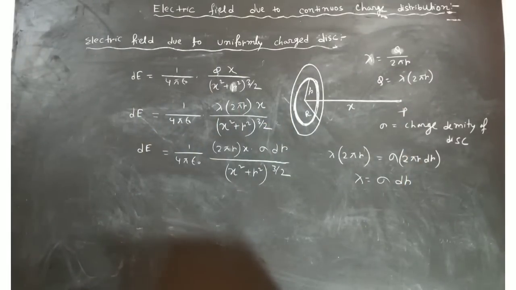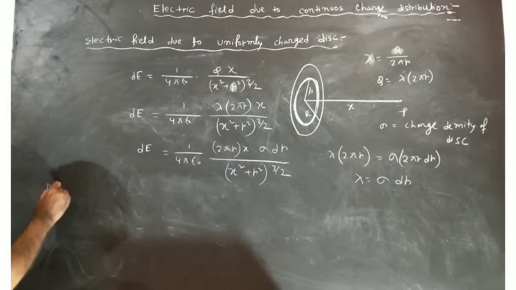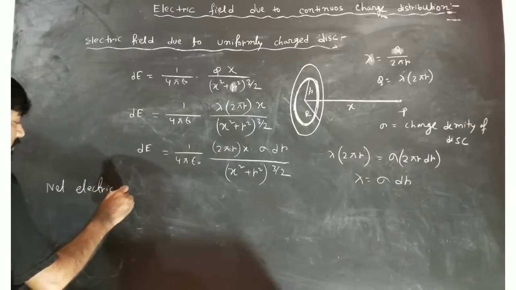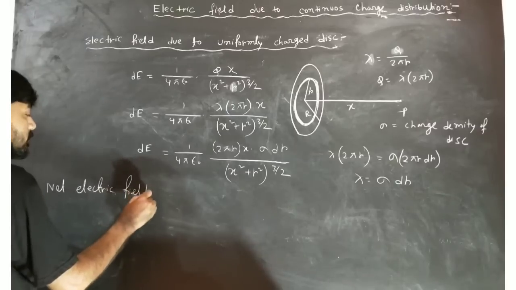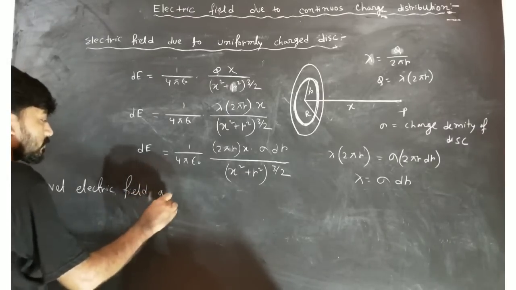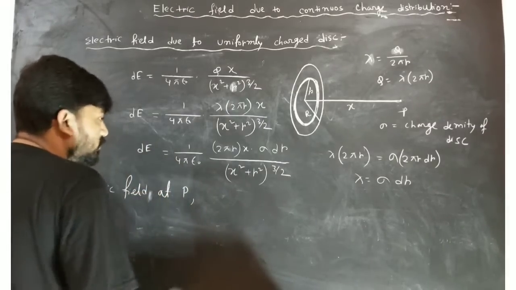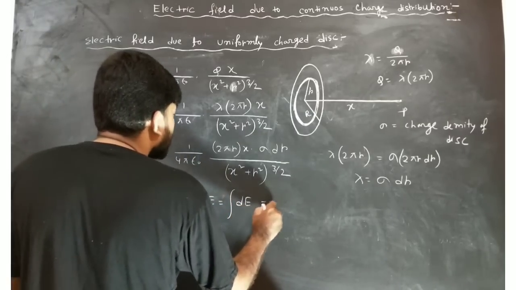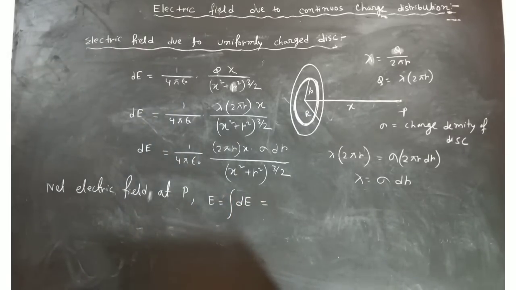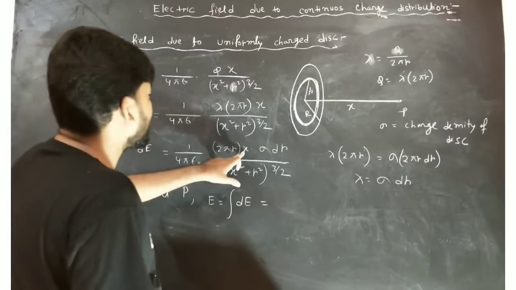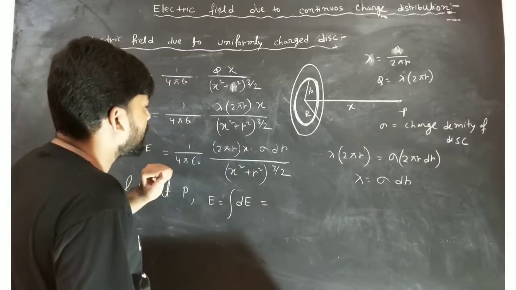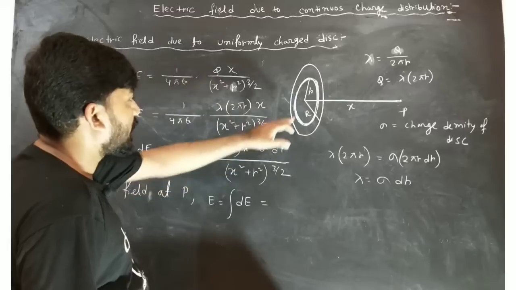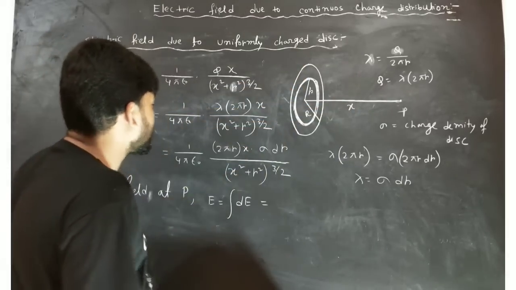So what will be the net electric field? Net electric field at P will be E is equal to integration dE. Now you can see which are constants: this x, 2 pi, these are constants actually. The only variable is r, because the integration will be on r. So r is the variable, but x is the finite, fixed distance.